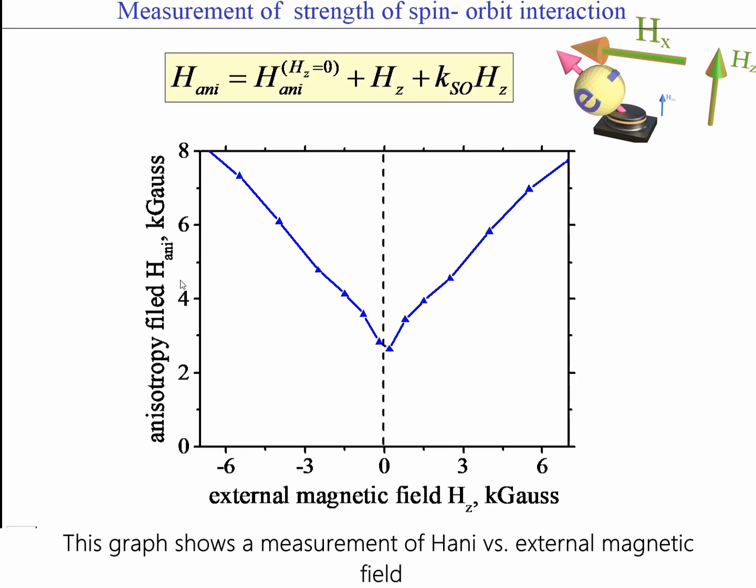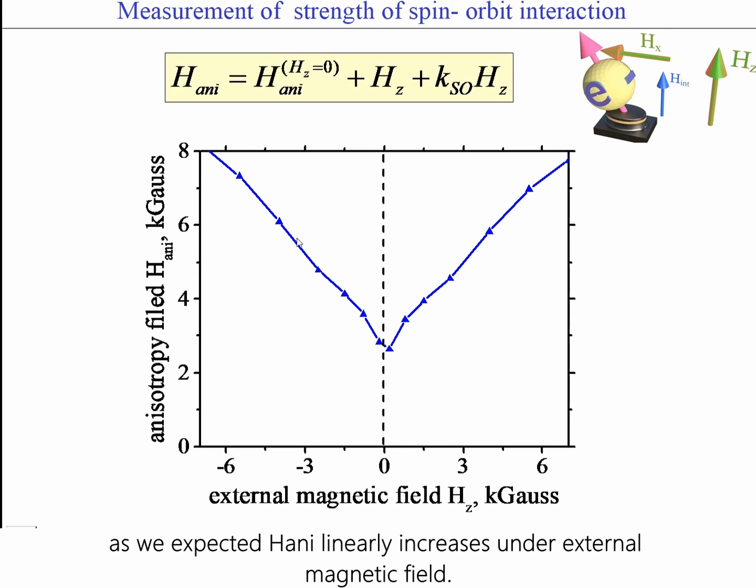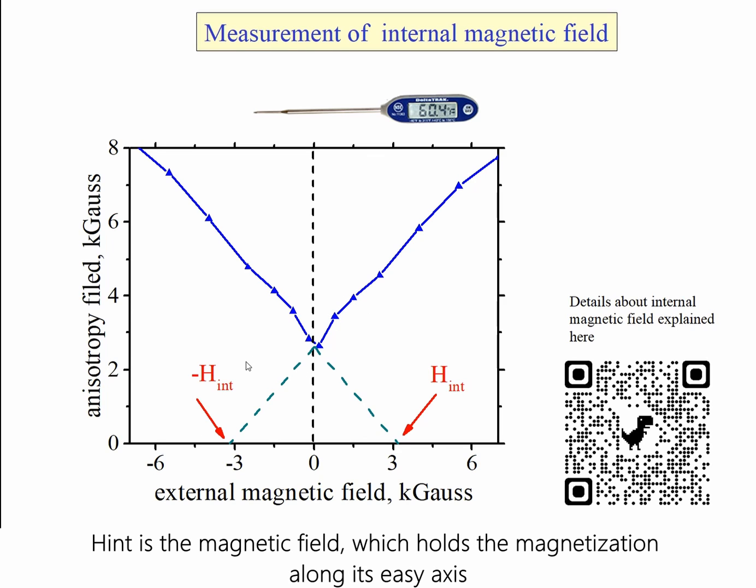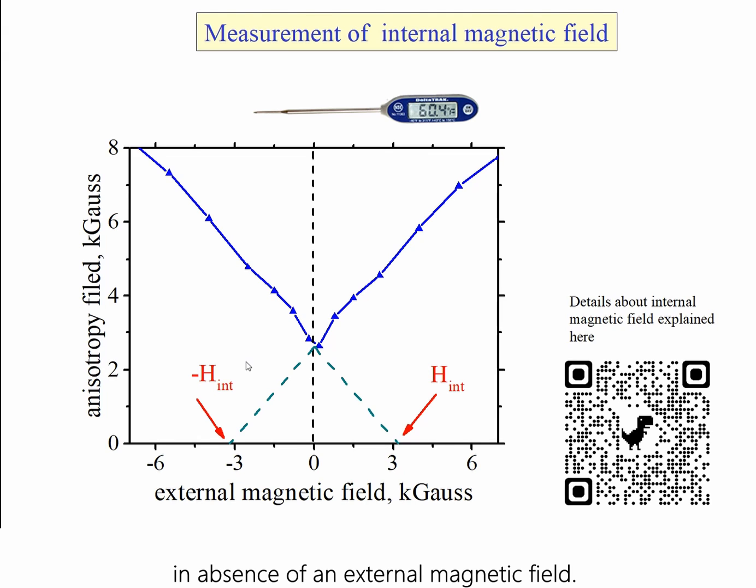This graph shows a measurement of anisotropy field versus external magnetic field. As we expected, anisotropy field linearly increases under external magnetic field. If we extend the lines to zero anisotropy field, we obtain the value of internal magnetic field, the magnetic field which holds the magnetization along its z-axis in absence of external magnetic field.